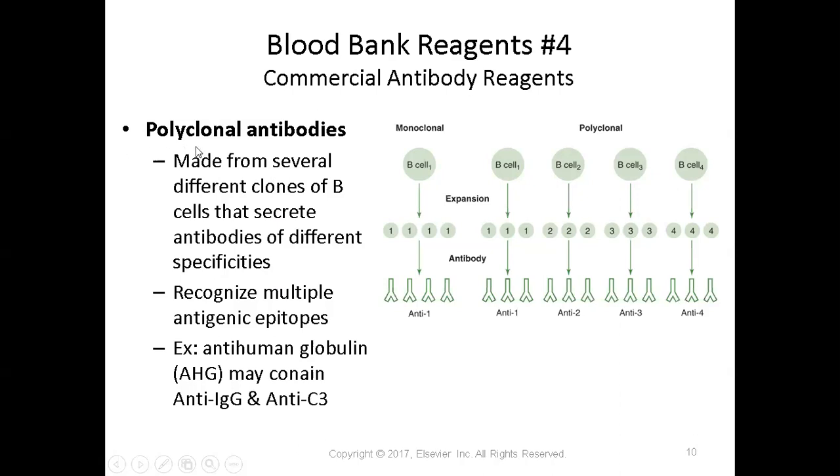And an example of a polyclonal antibody that we'll be talking in more detail about later in this unit is anti-human globulin, which you will see abbreviated as AHG. And so anti-human globulin that is polyclonal contains an antibody against human IgG and also an antibody against human complement C3. Okay, so hence it's polyclonal.